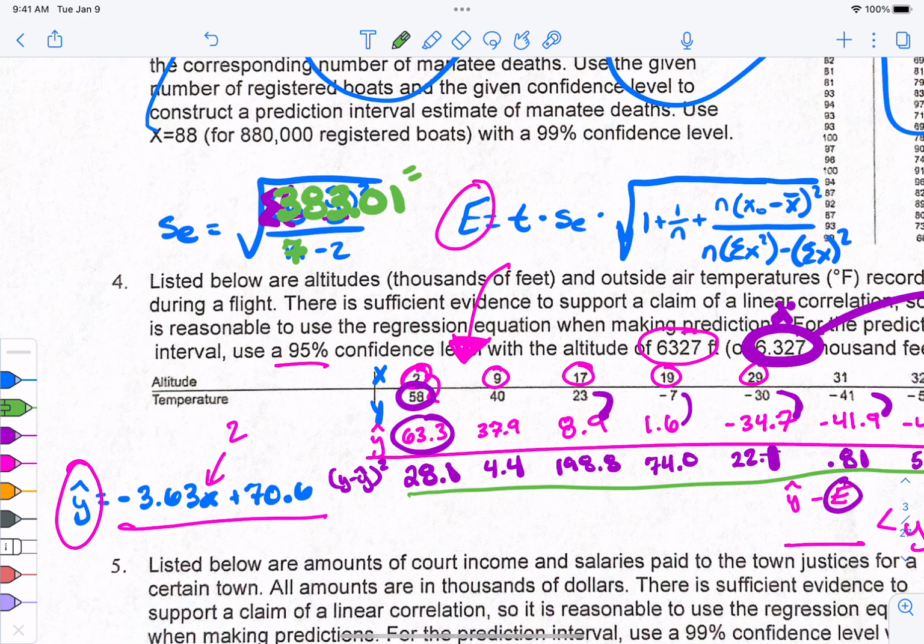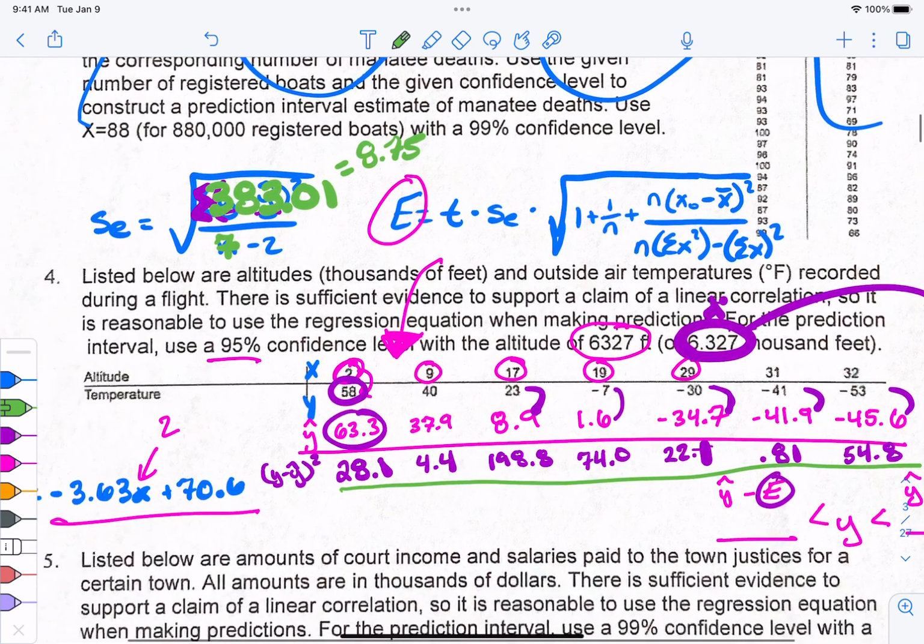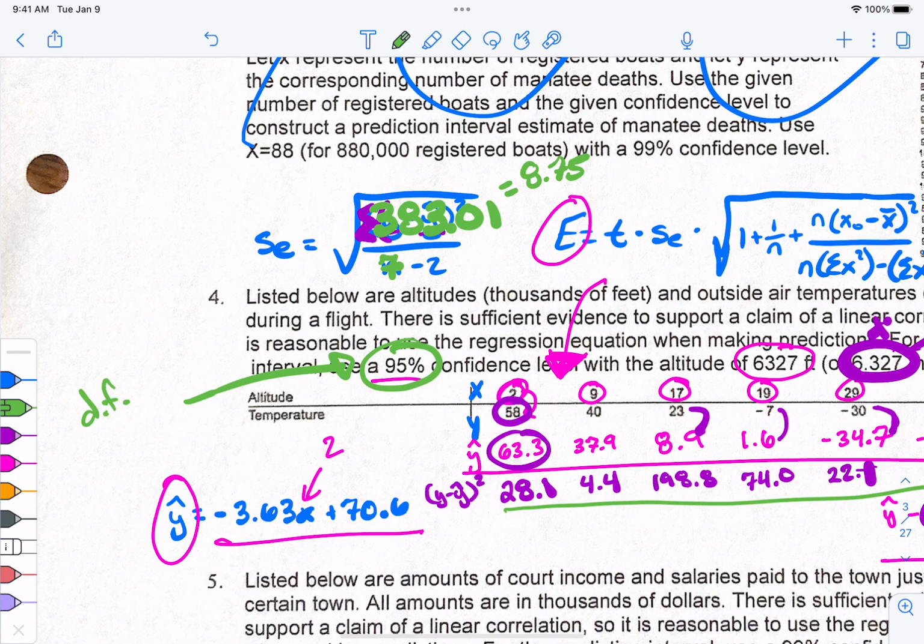Tell me what you get for standard error. Oh, I know why, because I took the 383 square. Yeah, we already squared all of them. 8.75, like what Sarah got? Okay, alright, 8.75, perfect. Alright, oh, we don't have a t value. We need 95% and the degrees of freedom. 2.447.